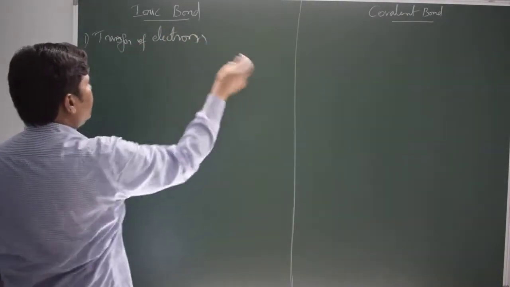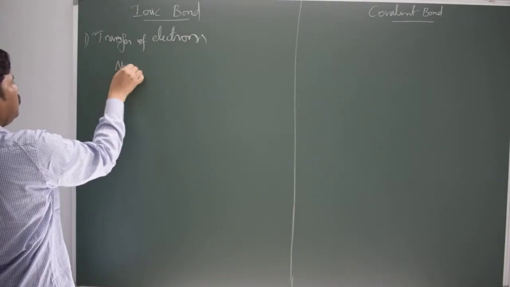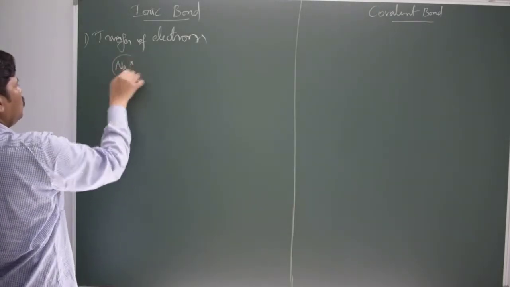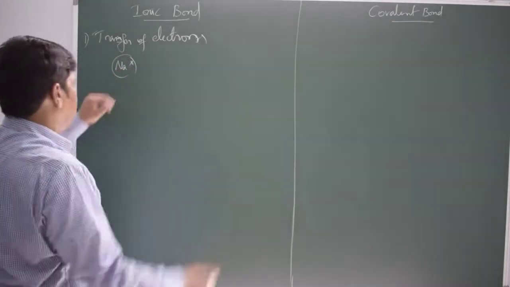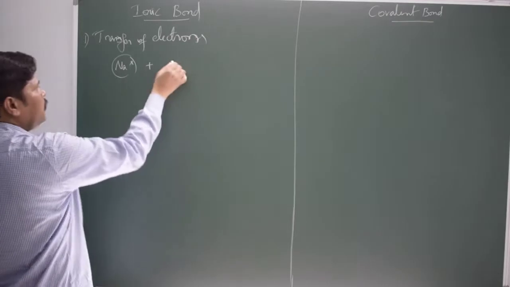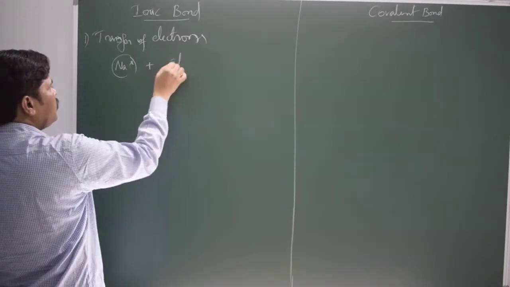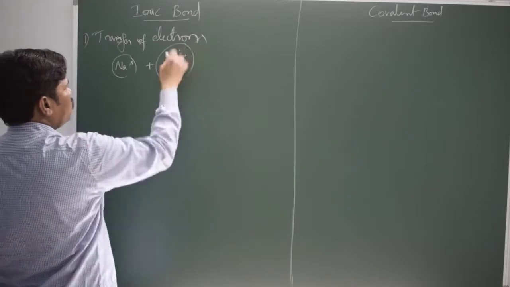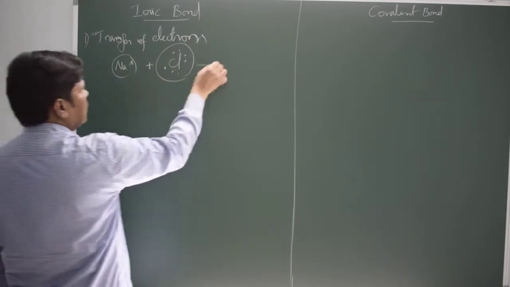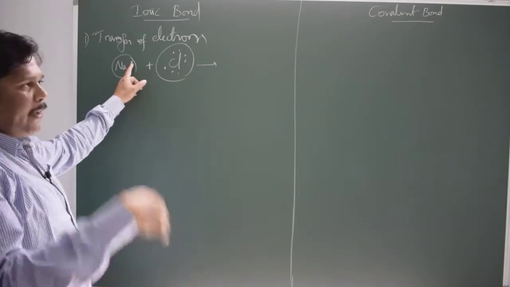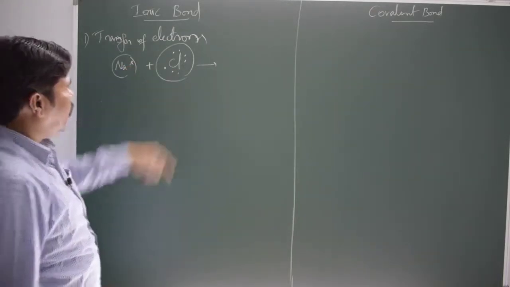A small example I'll give. Sodium, I'll draw this one with a Lewis symbol. Sodium atom, and sodium chloride is an ionic compound. Sodium has 1 electron, and chlorine has only 7 electrons in the outermost shell. So this is 7 electrons: 1, 2, 3, 4, 5, 6, 7 electrons. NaCl is formed. This electron is there in the sodium. Sodium has 11 electrons, so it loses 1 electron.